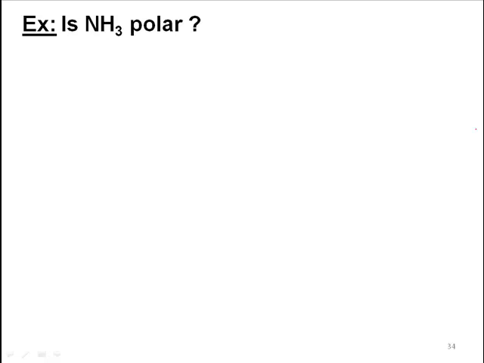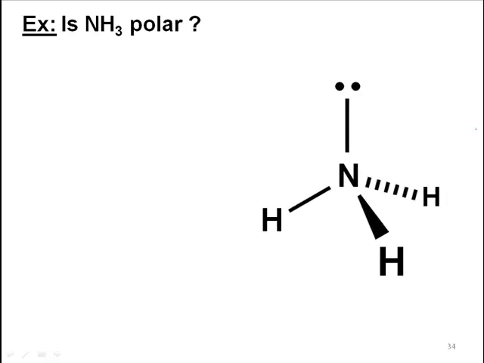NH3. So first thing you can do is draw a Lewis structure, then determine its shape, then determine the electronegativity differences. All right, NH3, is it polar? That's its molecular shape with lone pairs.